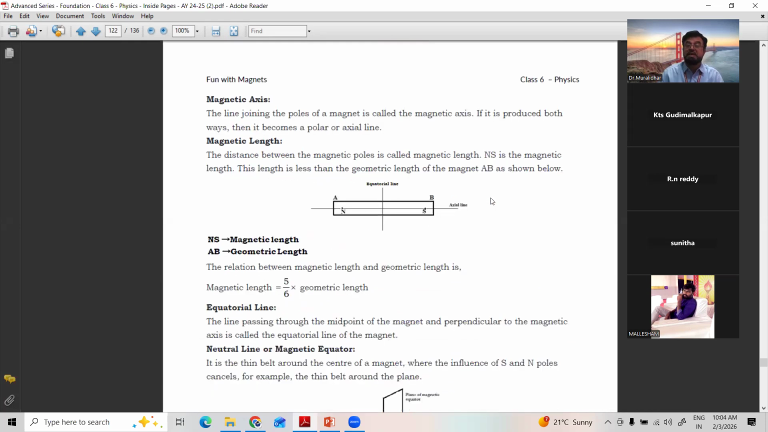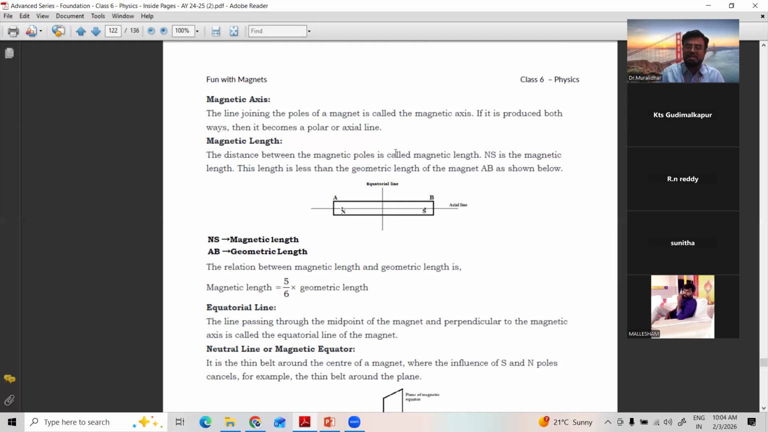Then what is magnetic axis? It is an imaginary line. When you imagine that a line passes through the magnet horizontally, that imaginary line passing through the magnet horizontally is called the magnetic axis.